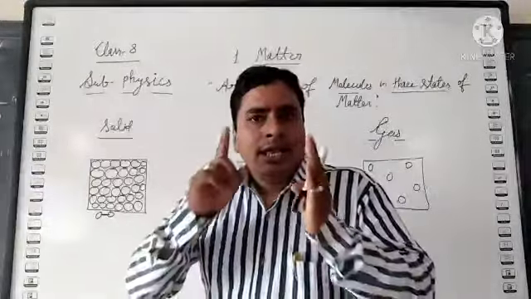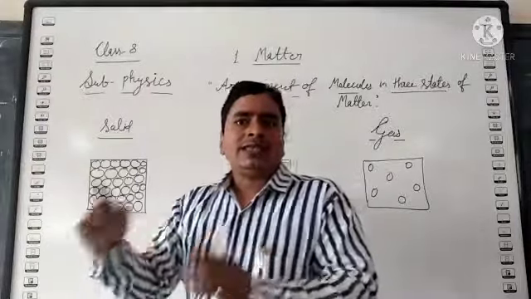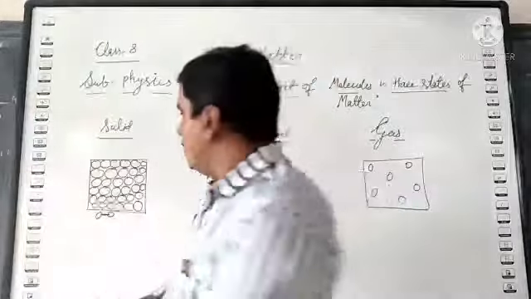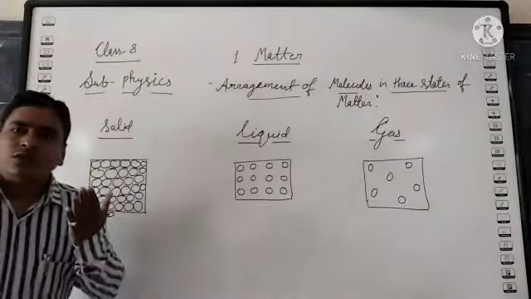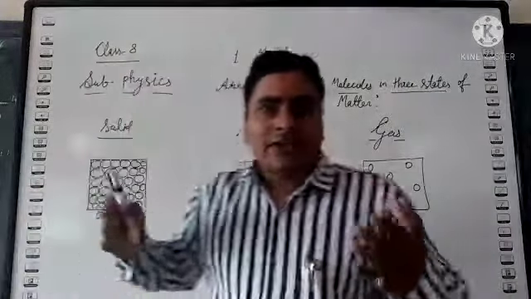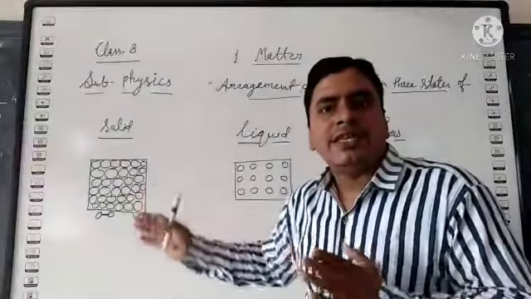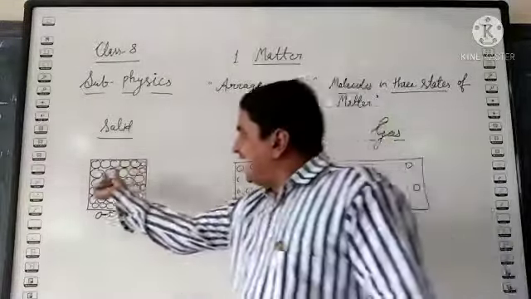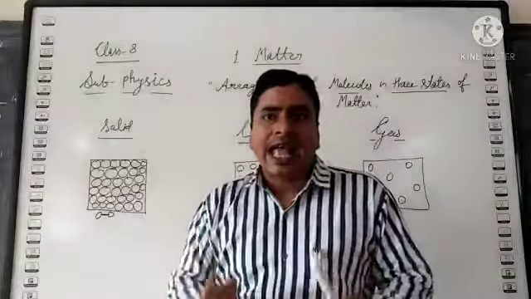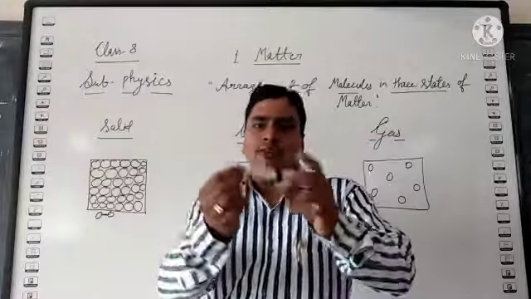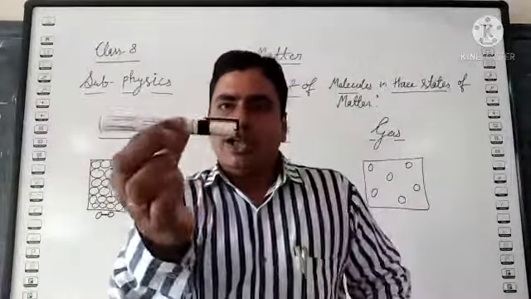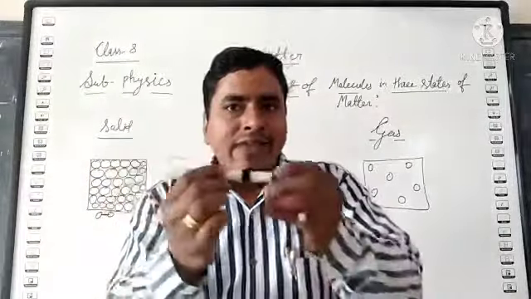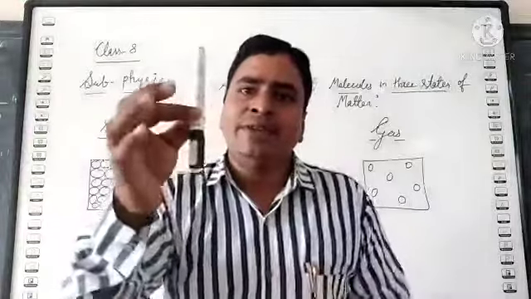Yesterday I told you that intermolecular force of attraction is inversely proportional to the intermolecular space. So if the intermolecular force of attraction is very strong, then the intermolecular space is very less. Due to these tightly packed molecules, a solid has a definite shape and a definite volume. Like this, see this marker. The molecules of this particular solid are very tightly packed, so that's why it has a definite cylindrical shape.